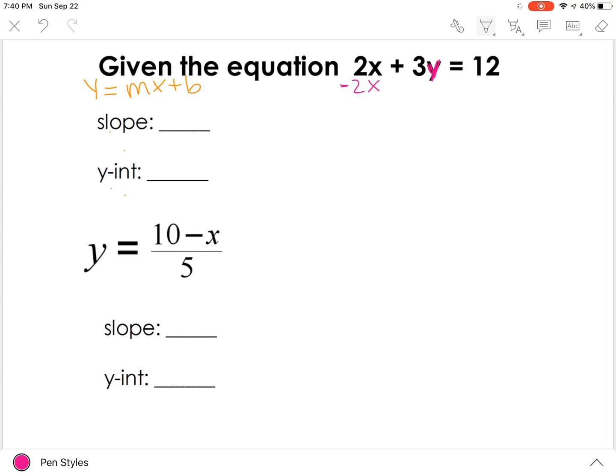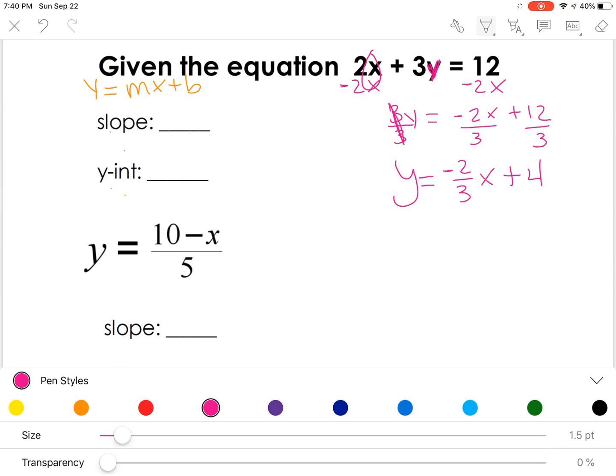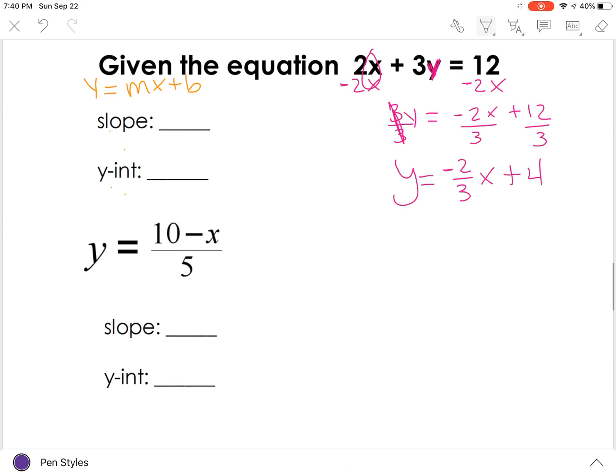So I'm going to subtract 2x from both sides. So we have 3y equals negative 2x plus 12. Well, then we can divide everything by 3. So our equation is y equals negative 2/3 times x plus 4. And now that it's in that slope-intercept form, we can find our slope of negative 2/3, and we can find our y-intercept, positive 4. Okay, but to find it from an equation, it has to be in that slope-intercept form.